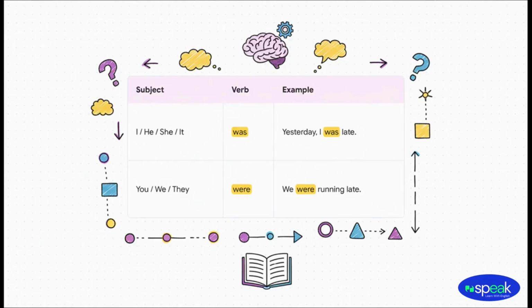Now let's switch gears to the verb to be. In the past, we've got two choices, was and were. And just like before, it all depends on the subject. We use was for I, he, she, and it. And for you, we, and they, we use were. This is one of those things you just kind of have to memorize. But trust me, once you've got it, you've got it.